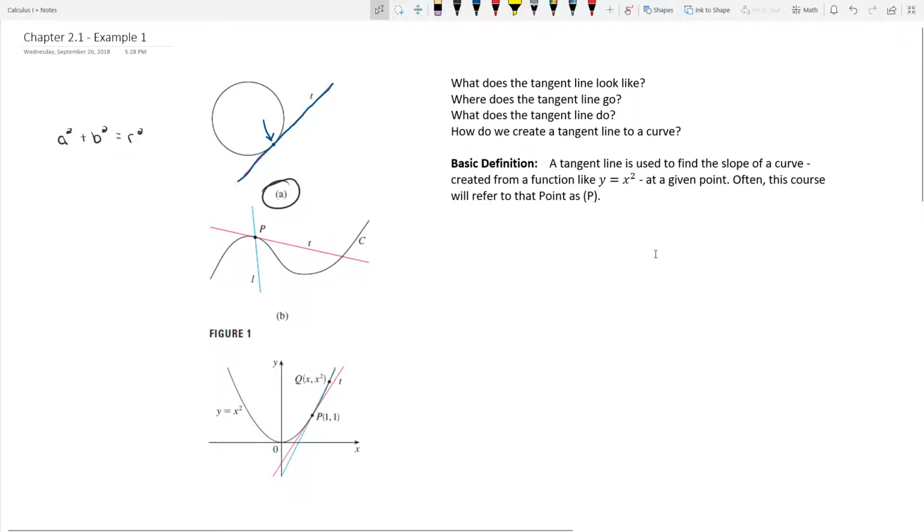And hopefully this will give you a little bit better understanding of how to find the tangent and what the tangent is. Later on, we'll have a better understanding of why the tangent line is so critical.